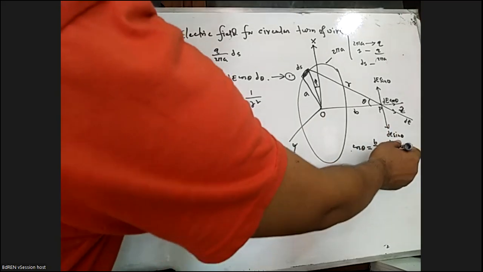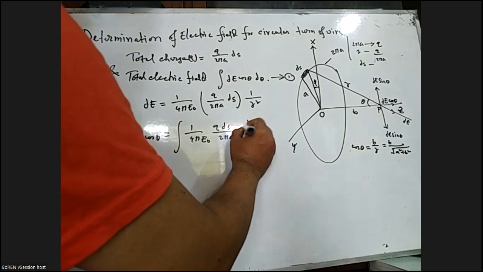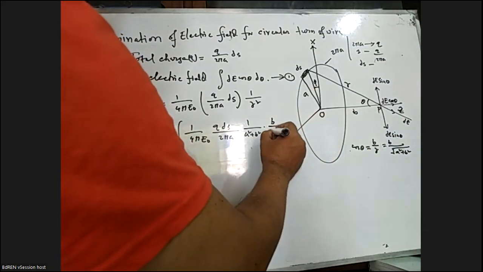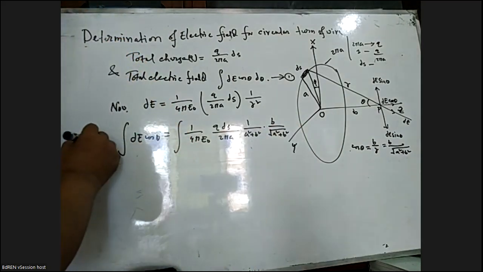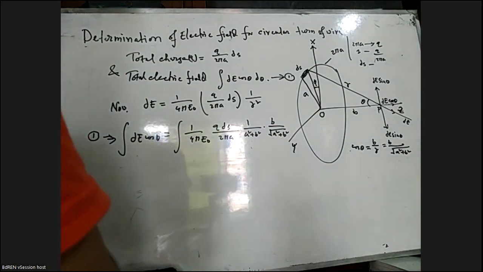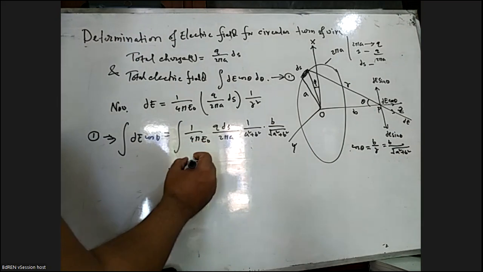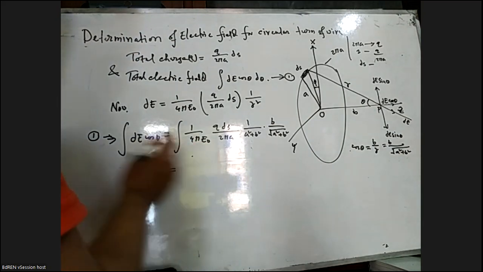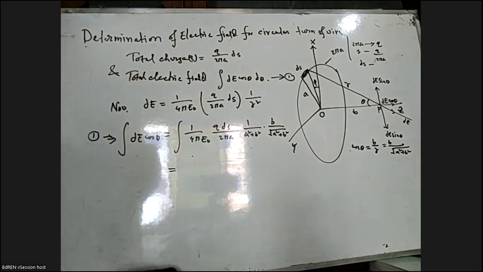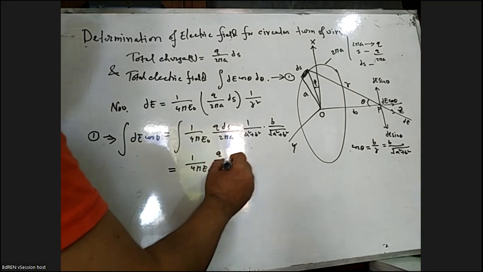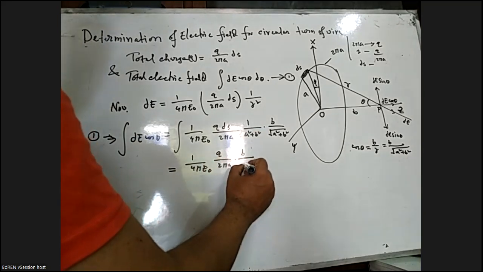So 1 by r means 1 by root over a square plus b square. And cos theta equals what? B divided by root over a square plus b square. Actually, this comes from equation number 1. So we can write this as 1 by 4 pi epsilon naught, q divided by twice pi a, and b divided by a square plus b square to the power 3 by 2.